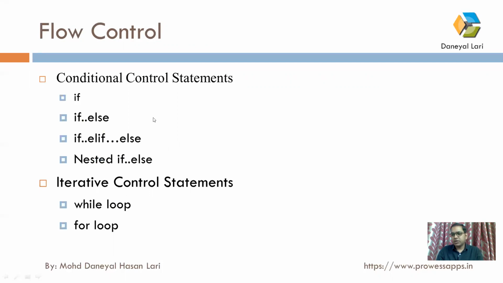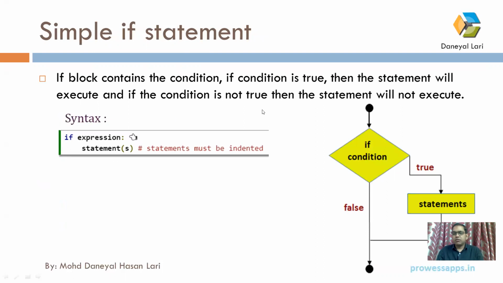So here, first of all, we will see how to use the conditional control statement, that is if. How to use the if in our program? The if block contains the condition. First of all, understand that whenever we want a particular set of statements to run on the basis of a condition, we write the if block. If the condition is true, then the statement will execute, and if the condition is not true, meaning false, then the statement will not execute. Just look here.